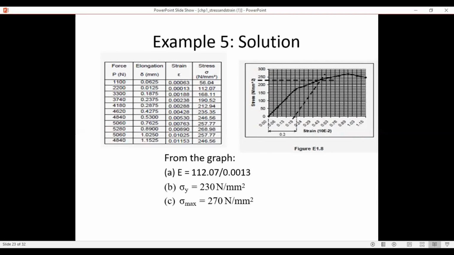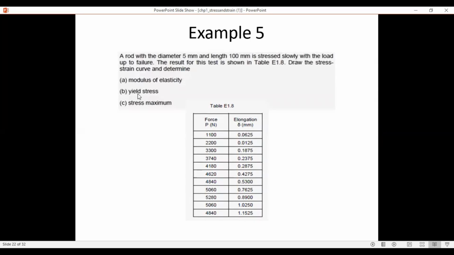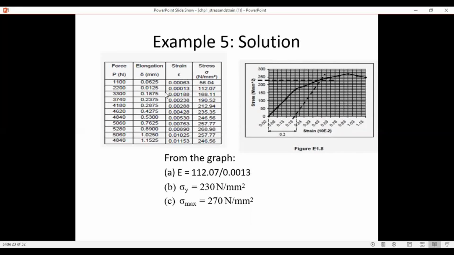Second, what was the question asking? The question is asking for the yield stress. The yield stress is very easy to determine. As I told you, we use the offset method. As we know, we measure 0.2% strain from the initial point and draw the offset line, and the intersection with the curve will show you the value of the yield stress.